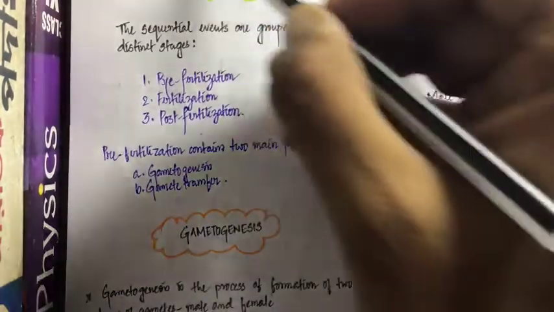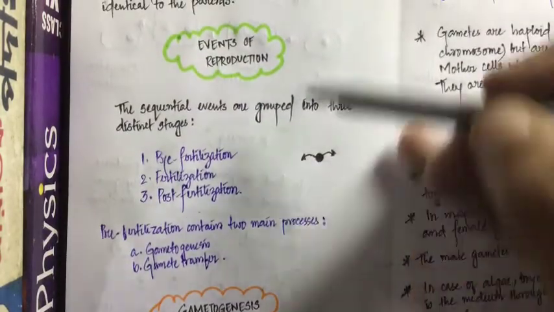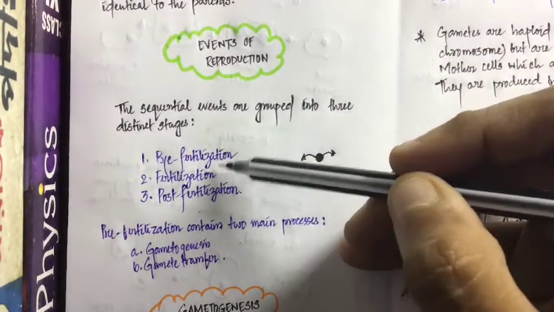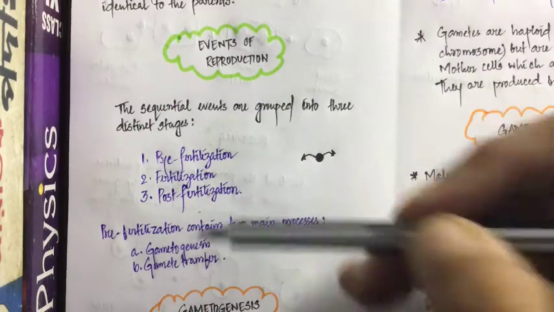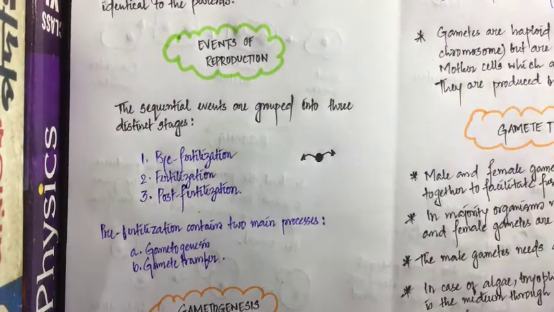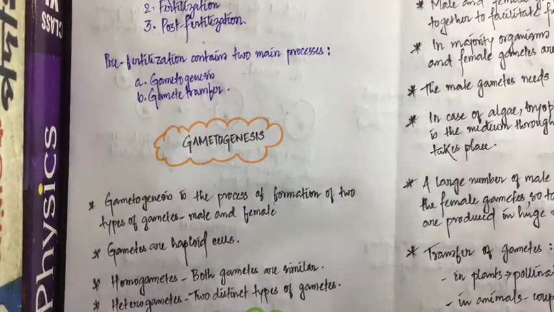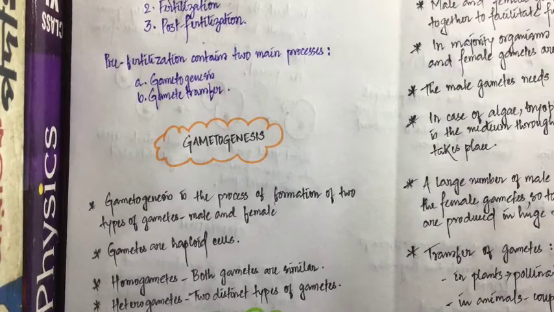The whole process of reproduction is divided into three different stages. What are those? Pre-fertilization, fertilization and post-fertilization, right? Now this pre-fertilization event again contains two main processes. What are the two main processes? Gametogenesis and gamete transfer. Repeat with me: gametogenesis, gamete transfer.